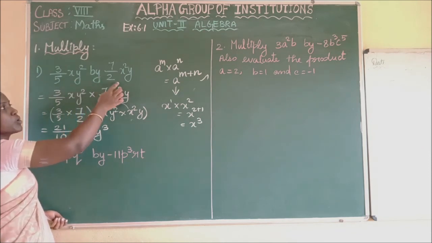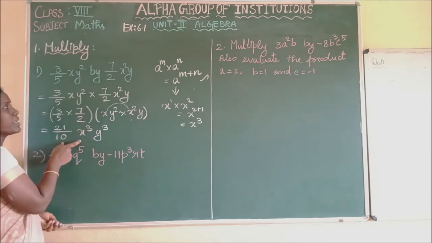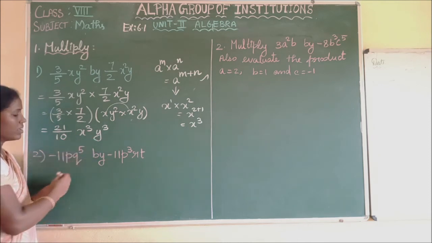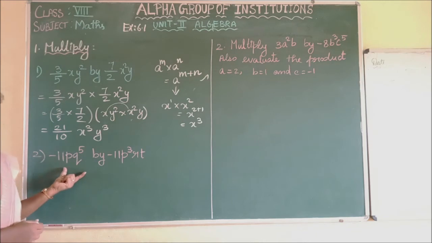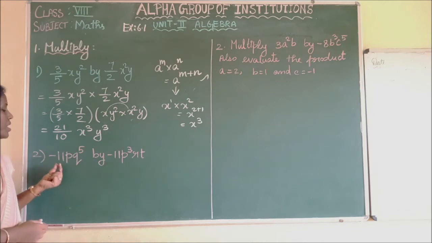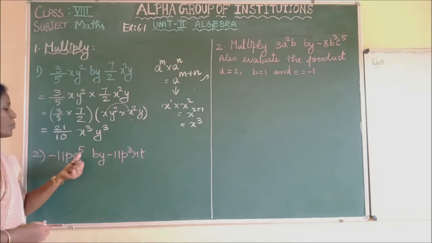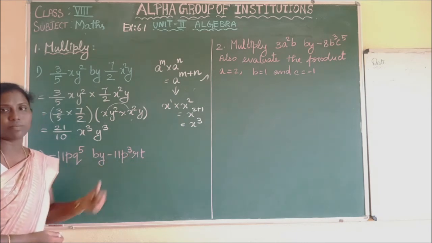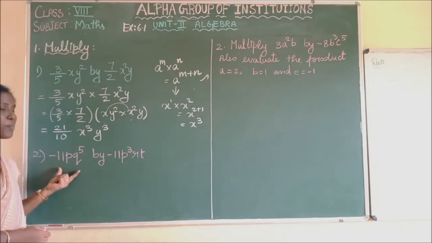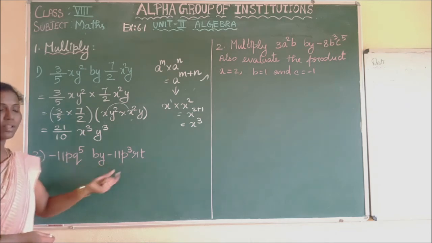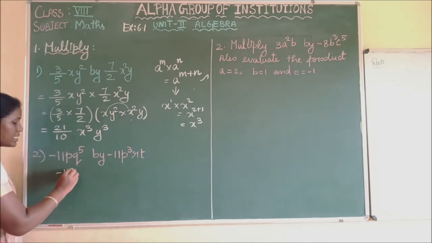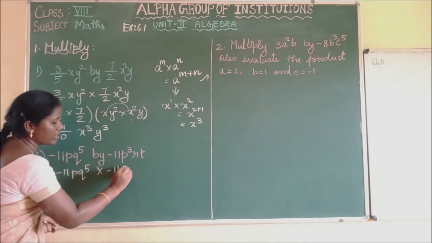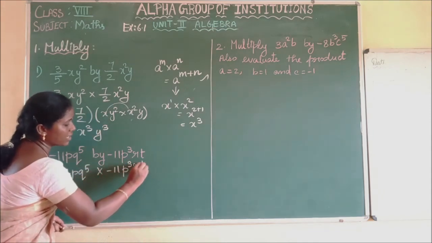See here, this is a monomial, this is a monomial. If you multiply, the value is 21 x cube y cube. See the second example problem here: minus 11 p cube q power 5 by minus 11 p cube r t. Here also we are going to multiply the monomial by monomial. That means first you place minus 11 p cube q power 5 into minus 11 p cube r t.